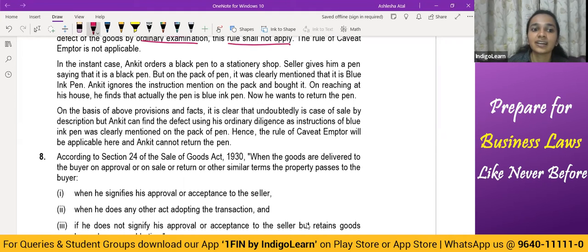So here, it is a case of sale by description. However, Ankit can find the defect using his ordinary diligence, as blue ink pen has been clearly mentioned on the packet of the pen, and hence applying the rule of caveat emptor, Ankit cannot return the pen.